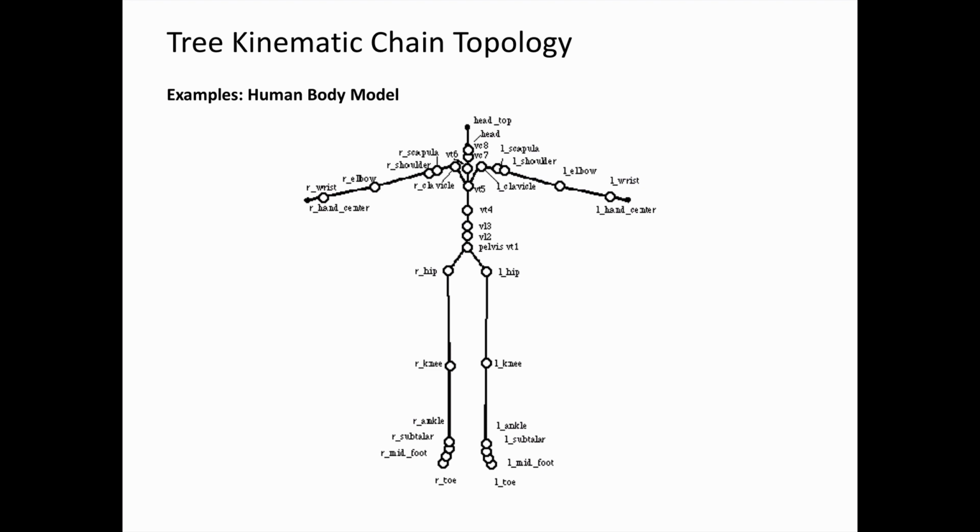Another type of kinematic chain topology is a tree. Here is an example of a kinematic model of a human body, and that is a tree. We can depict it as a graph that is a tree. A graph that's a tree is one that is fully connected and has no cycles or loops in the graph.